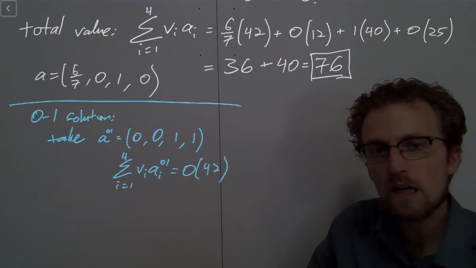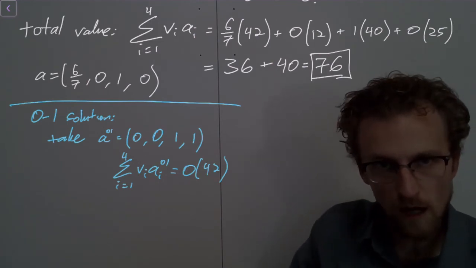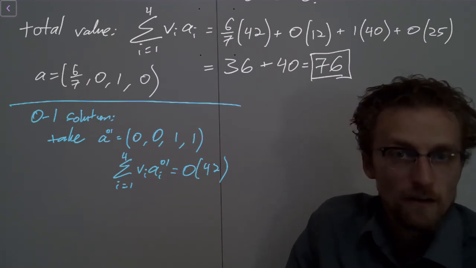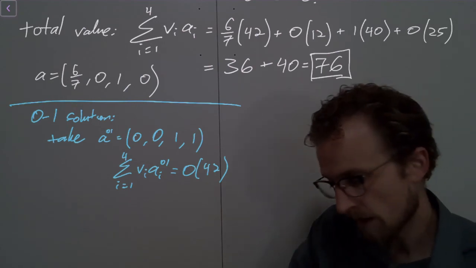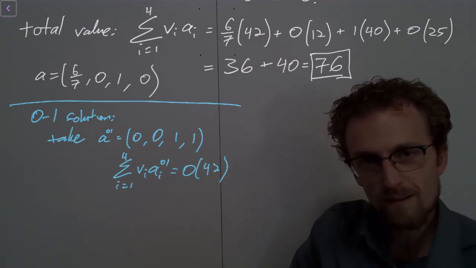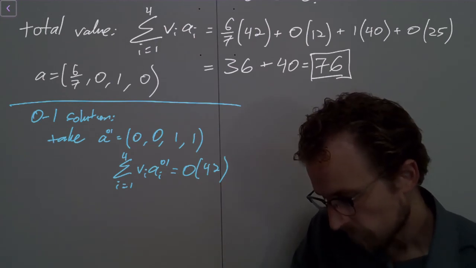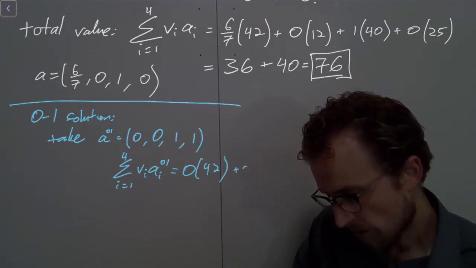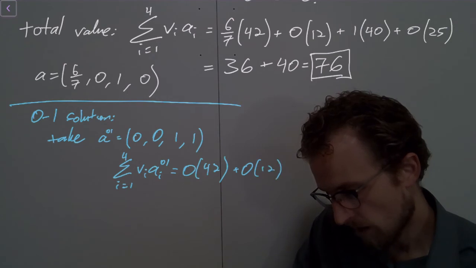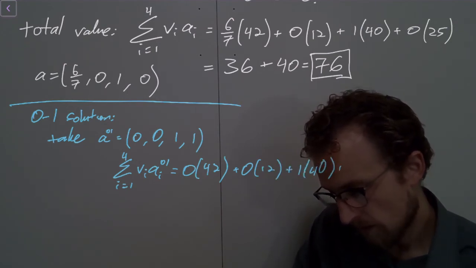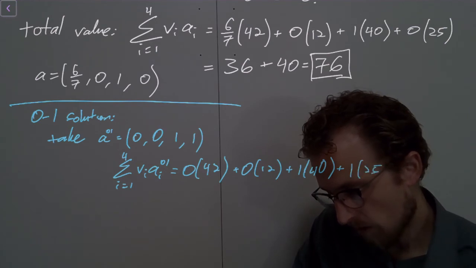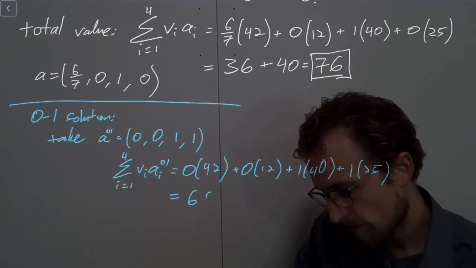So that's a qualitative massive difference between this solution and the other one, that we didn't take any of item 1 in the 0-1 knapsack, but we took almost all of it in the fractional knapsack. So nothing of 42, nothing of 12, and then all of 40, and all of 25. And what does that add up to? 65. Okay.